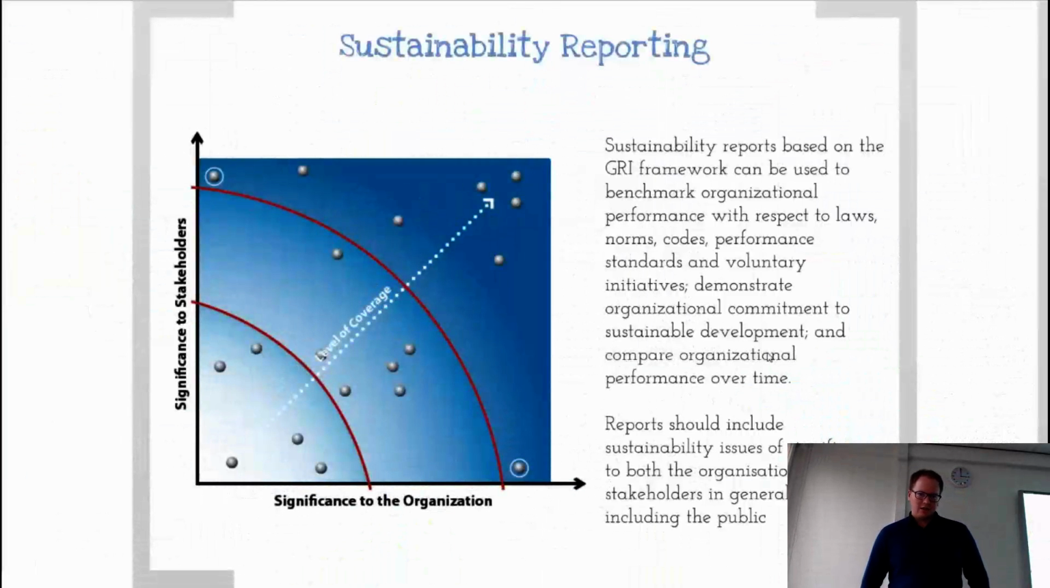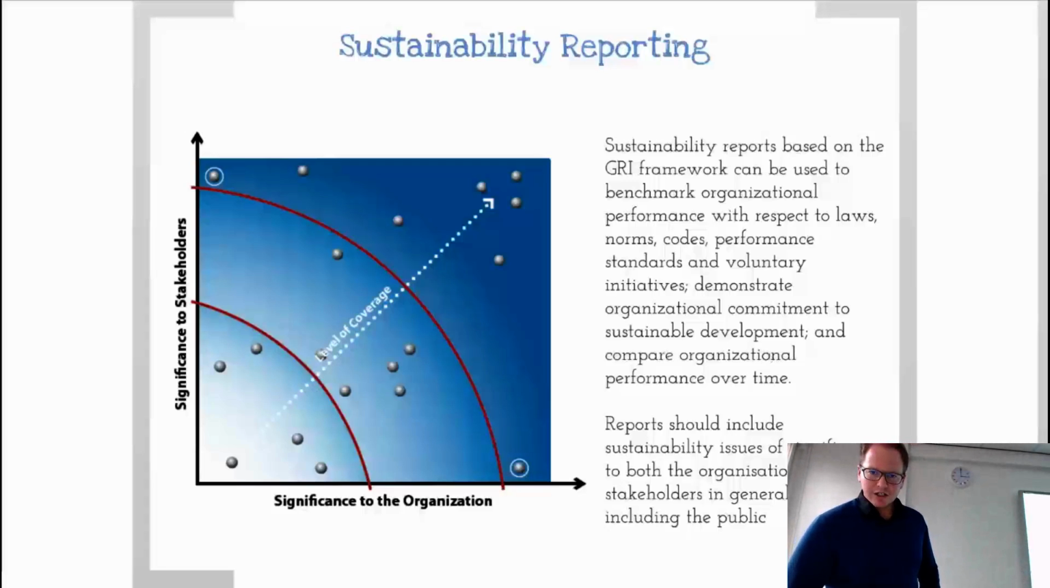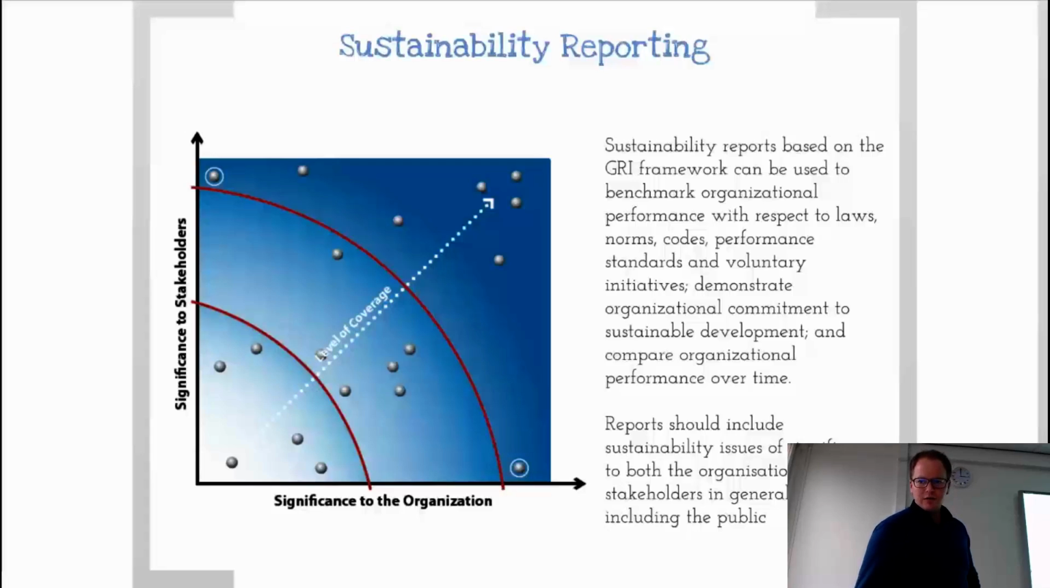Then here, this is actually still the GRI, so sustainability reports can be benchmarked against different stakeholders and organizations. So you can see the significance of the organization versus the significance to stakeholders, and then you can see the level of coverage, what they're actually covering, right? So this can be performance with respect to laws, norms, codes, performance standards, and voluntary initiatives, demonstrate organizational commitment to sustainable development, and compare organizational performance over time.